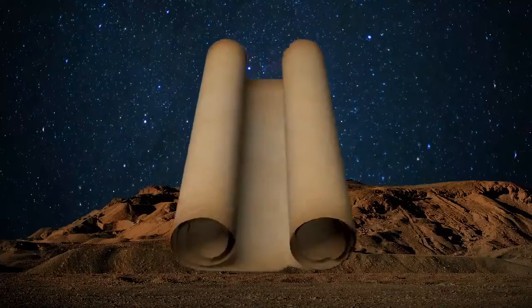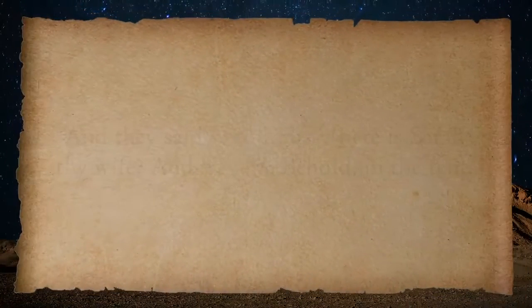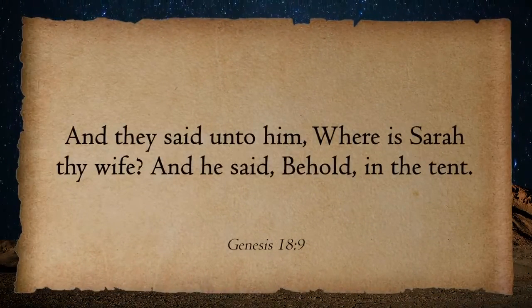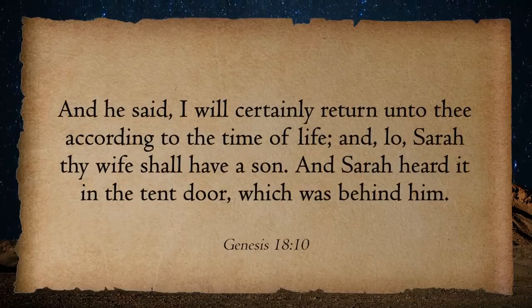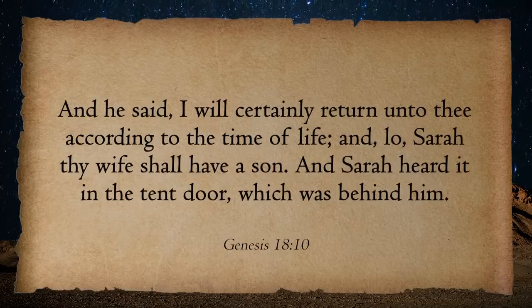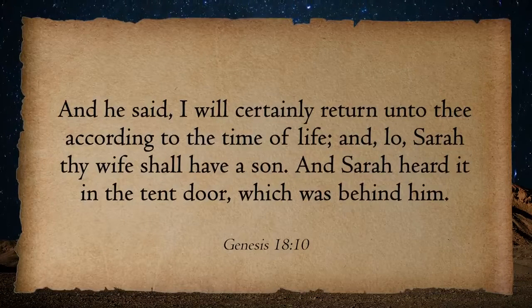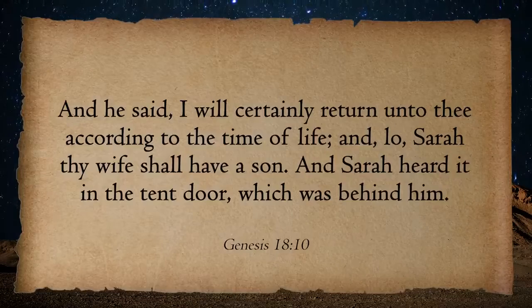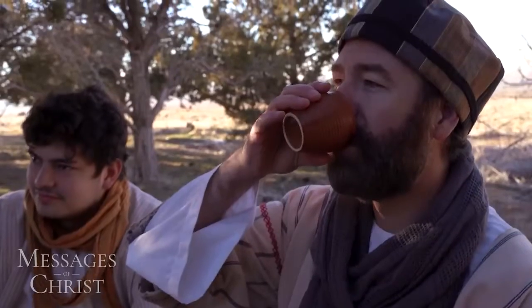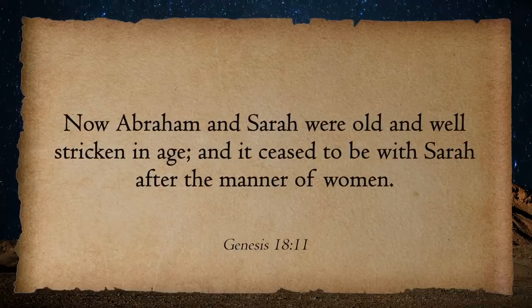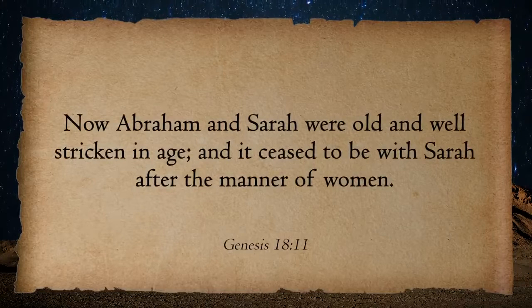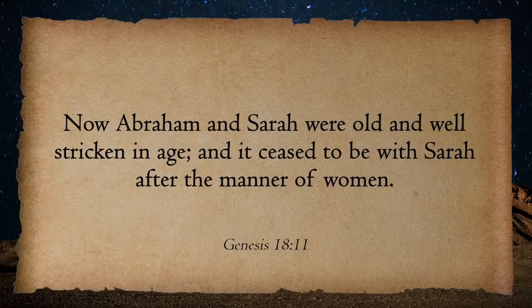Well, look at verse 9. They said unto him, Where is Sarah thy wife? And he said, Behold, in the tent. And he said, I will certainly return unto thee according to the time of life, and lo, Sarah thy wife shall have a son. And Sarah heard it in the tent door, which was behind him. Now, verse 11 is a very important verse for understanding this story. Now, Abraham and Sarah were old and well stricken in age, and it ceased to be with Sarah after the manner of women. The childbearing years have passed for her.